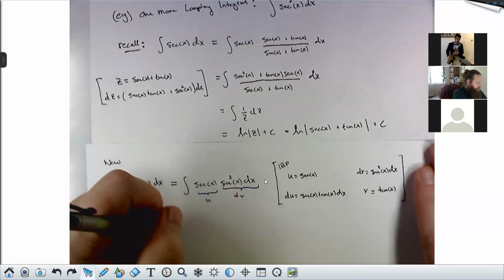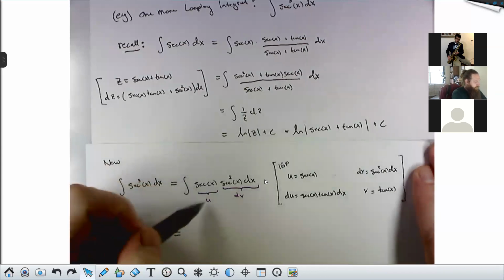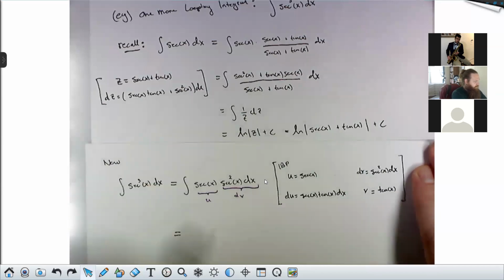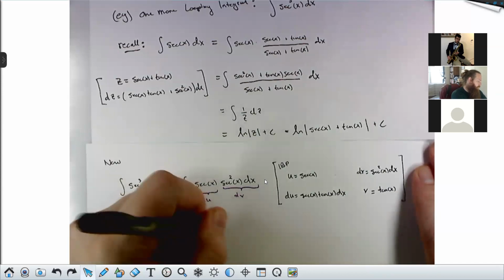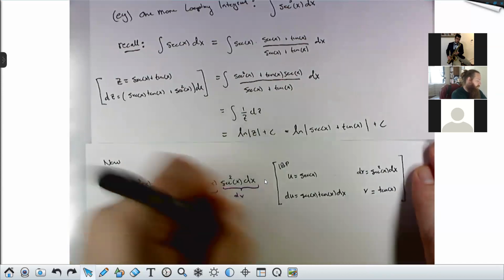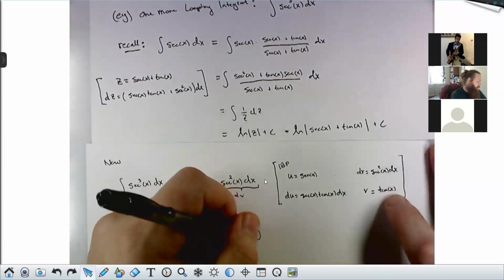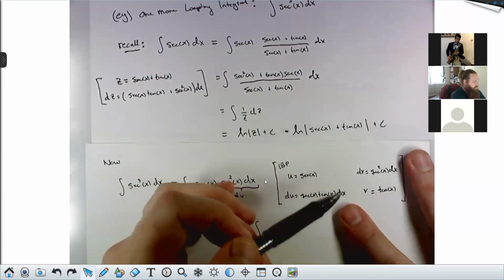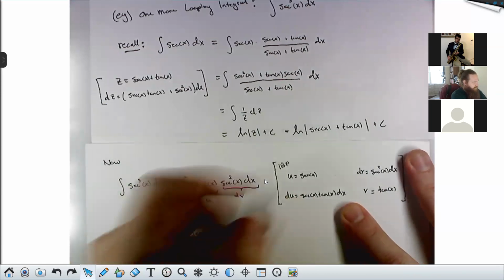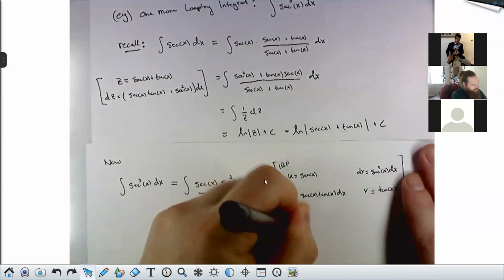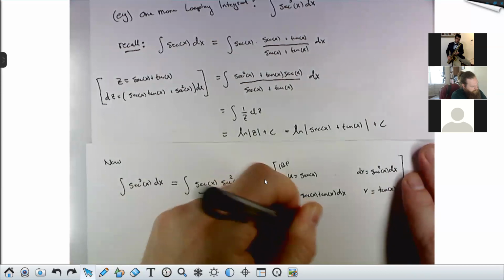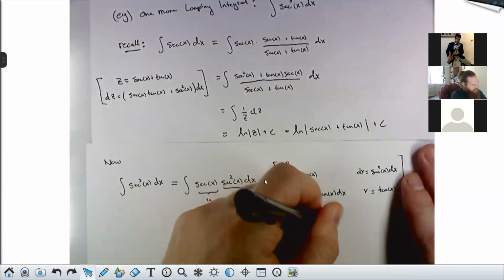And then I apply the integration by parts formula. It says the integral of u times dv is u times v, secant x tangent x, minus the integral of v du. Now that's tangent times secant tangent, which is secant x times tangent squared x dx.